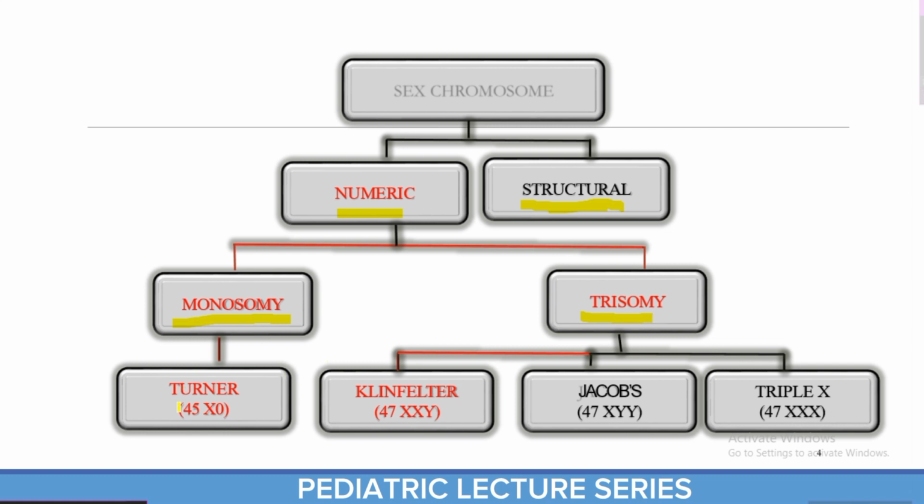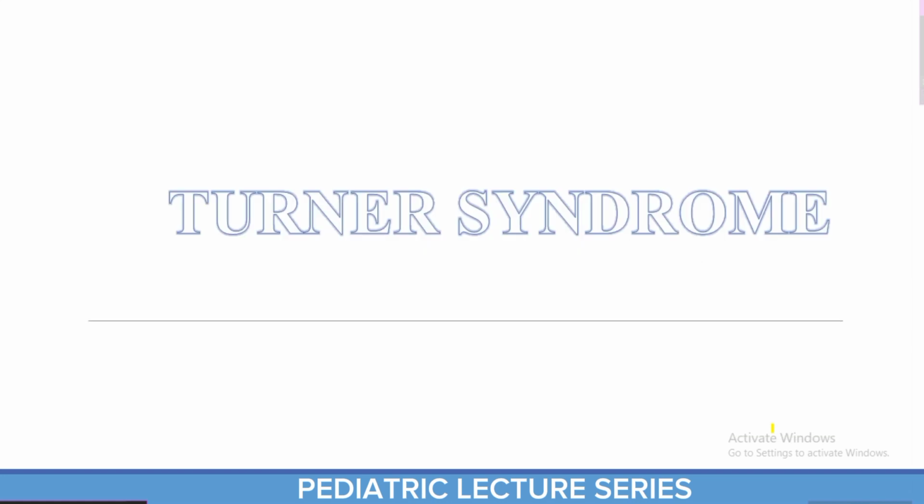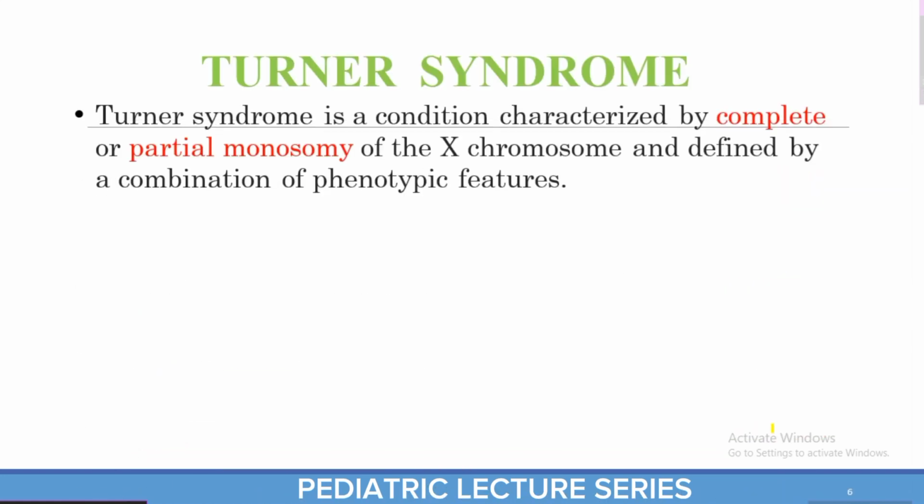Under monosomy we have Turner syndrome as our major example, and under trisomy we have Klinefelter as our major example. Then of course there is Jacobs and then triple X syndrome. When you look at Turner syndrome, this is a condition characterized by complete or partial monosomy of the X chromosome, and it's defined by a combination of phenotypic characteristics. Therefore, in Turner syndrome, there's only one chromosome instead of a pair of sex chromosomes.